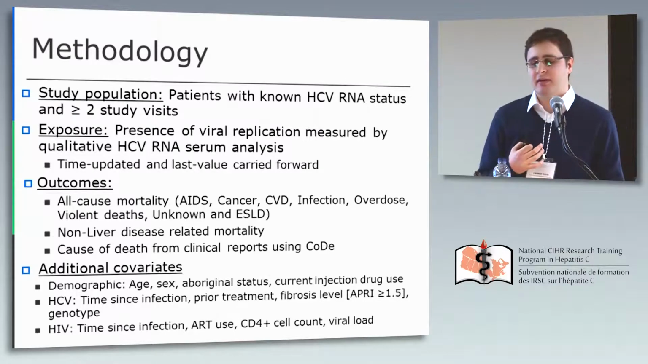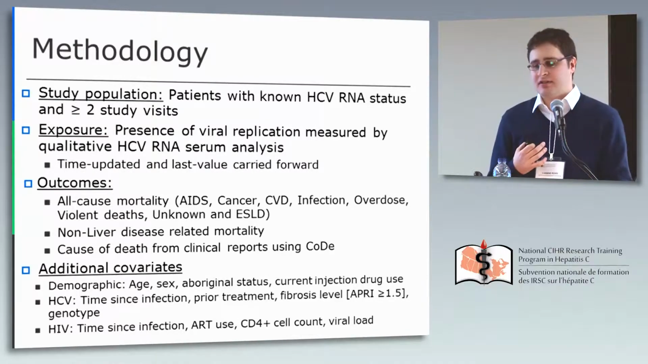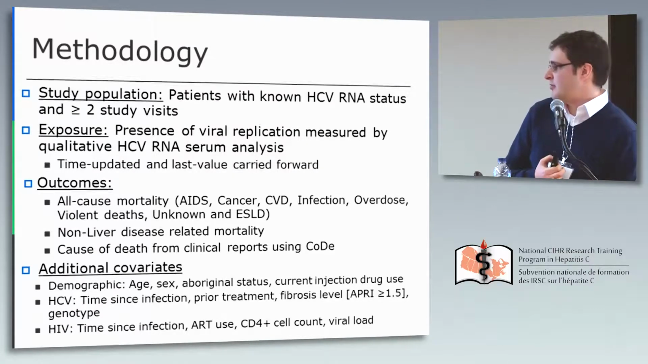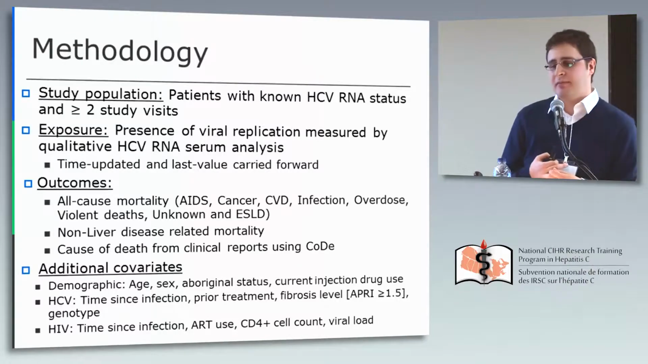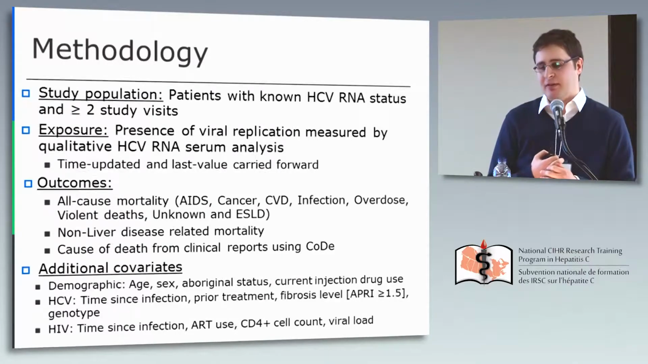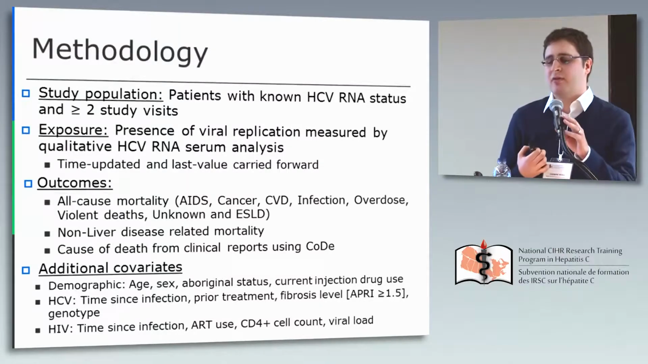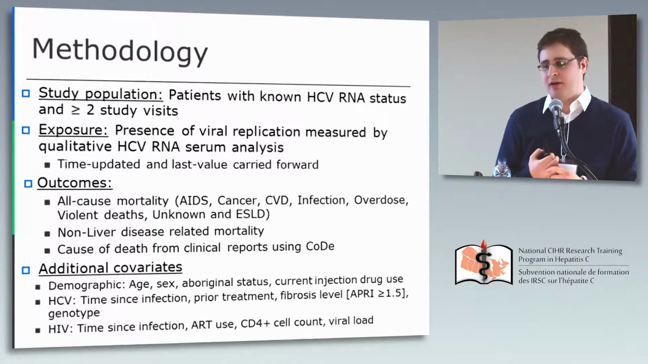And we also obtained information on HCV-related variables such as time since infection, prior treatment, fibrosis level, which we defined as APRI score greater than 1.5, and their genotype. And we also determined information from HIV-related variables such as their estimated time since infection, whether or not they were on ART, their CD4 cell count, and HIV viral load.